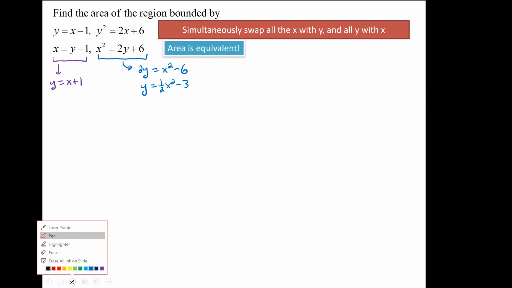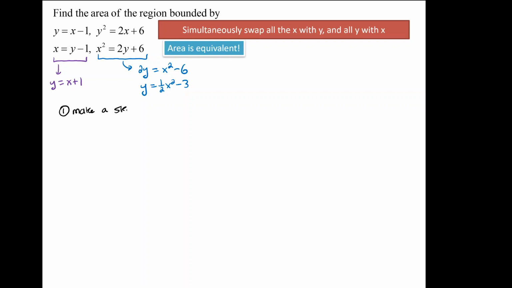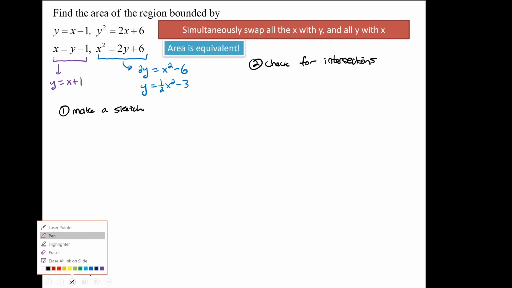We still have to make a sketch. Step 2, check for intersections. So the checking for intersections, I'll do that part first. X plus 1. I'll keep numbering it step 1, step 2, and I always do step 2 first, but I really want to reinforce that the picture is important. You have to do it.